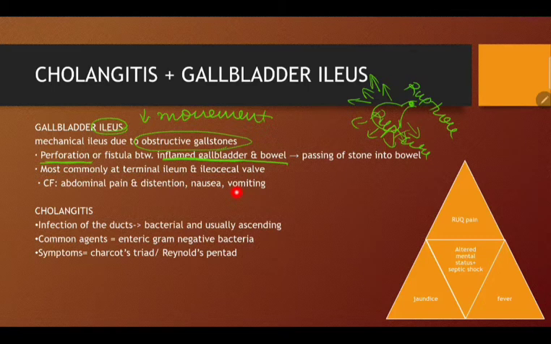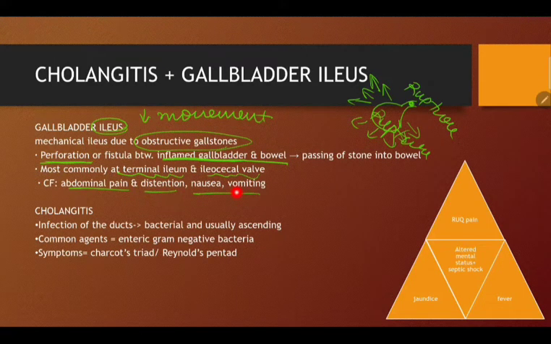So that means now the stone has gone into the bowel, right? And that can lead to decreased movement and ileus. Most commonly, it's seen in the terminal ileum or the ileocecal valve, and the patient presents with abdominal pain, distension, nausea, and vomiting. Last one, cholangitis.